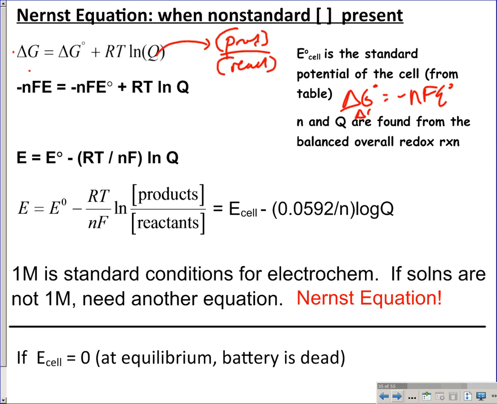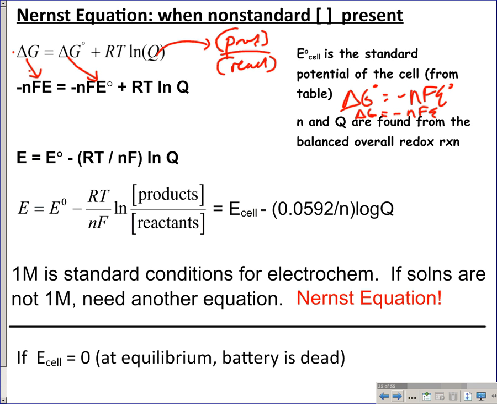So delta G, non-standard, is equal to negative NFE, non-standard. So what I did here was my delta G is equal to negative NFE. My delta G standard is equal to negative NFE standard. All I did was sub it in. You see that? Alright. So then this looks really complicated. Like I don't want to memorize that.